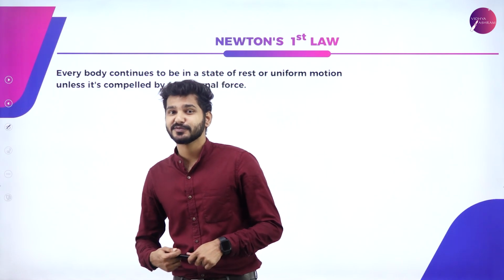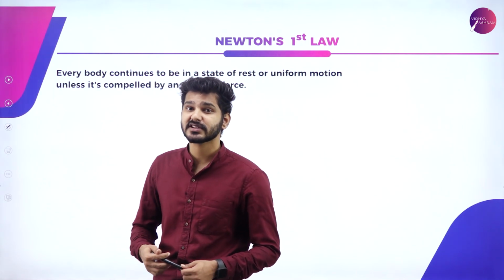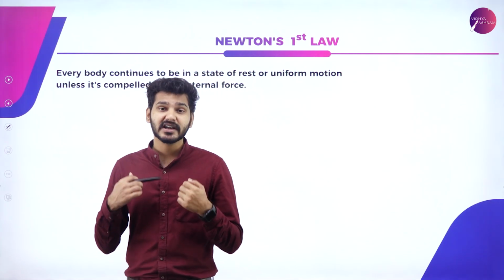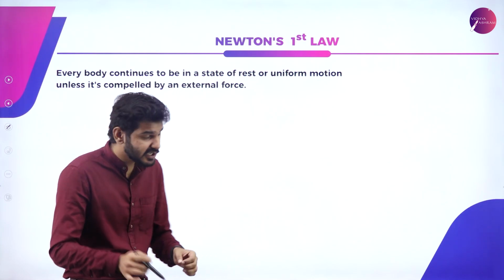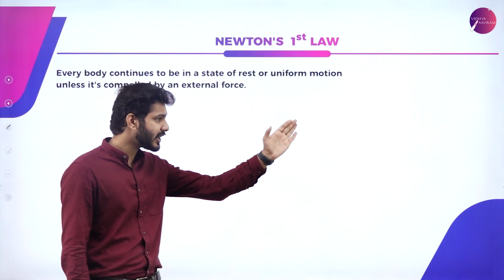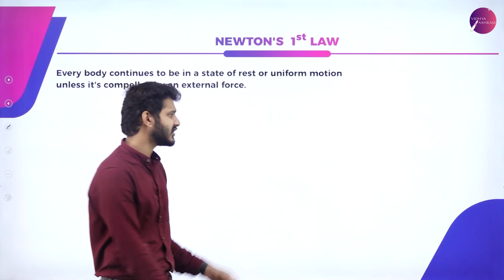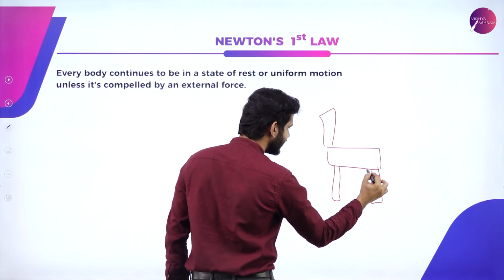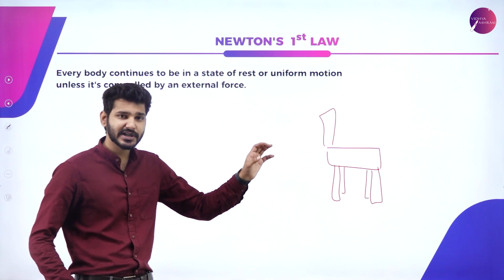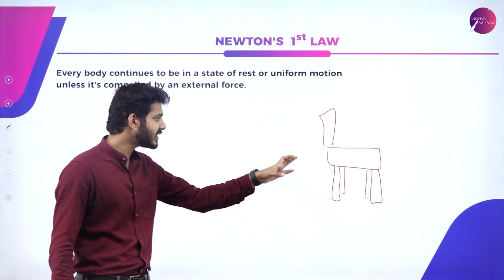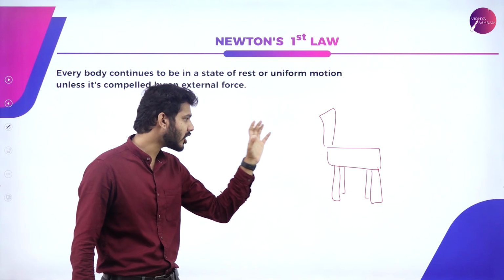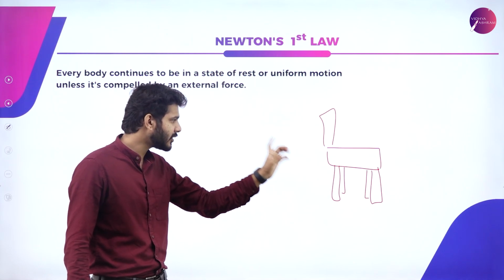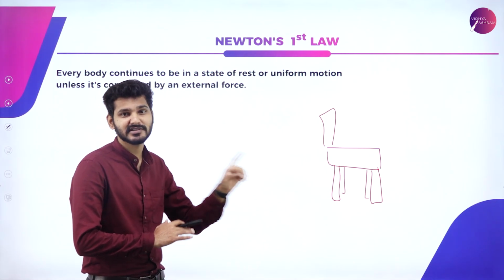So everybody knows Newton's first law of motion, that is, every body continues to be in a state of rest or uniform motion unless or until it is compelled by an external force. What does that actually mean? It means that Newton observed something. Newton was looking at an object and he said, okay, there is a chair like this, and that chair is not going to move until I push it, or something comes and moves that chair. Until then, that chair is not going to move. That is Newton's first law of motion.